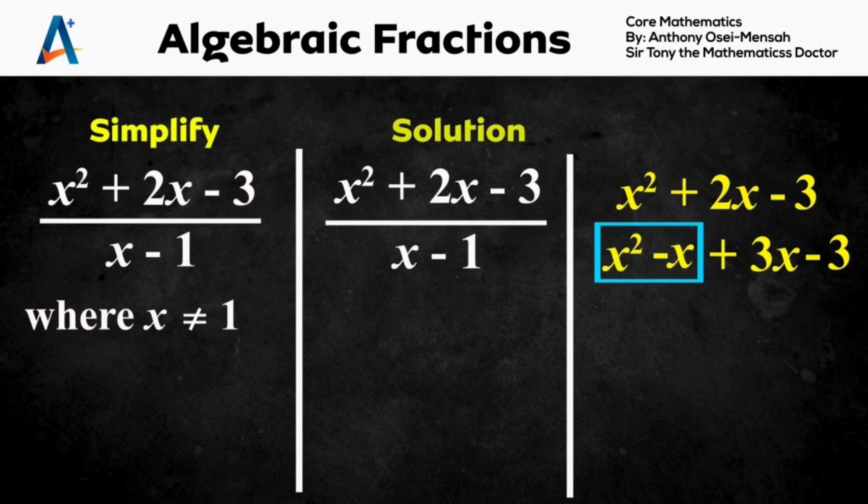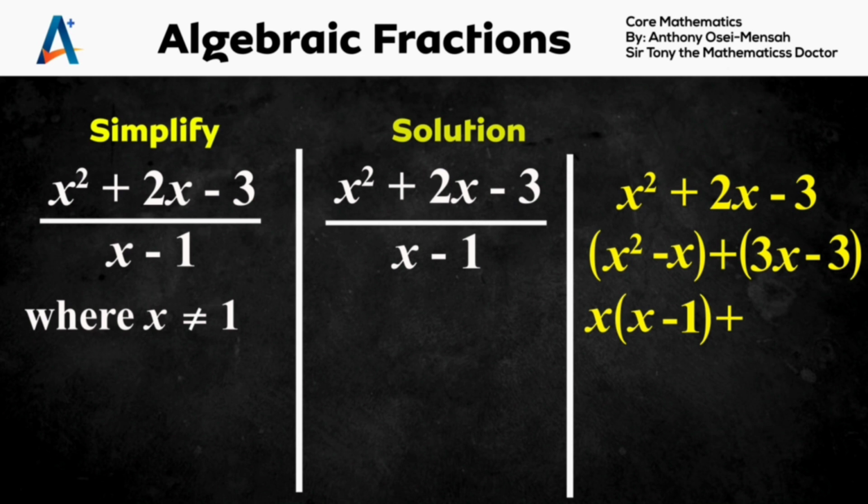Now, x squared minus x is the first group because they have a common factor of x. Then we have 3x minus 3 as the second group. Now, the common factor here is x. So let's bring the common factor x out of the bracket. Now, x squared will be divided by the common factor x. So x divides x squared to give us x. Now, x will divide minus x to give us minus 1. Now, bring the positive sign and then factorize 3x minus 3.